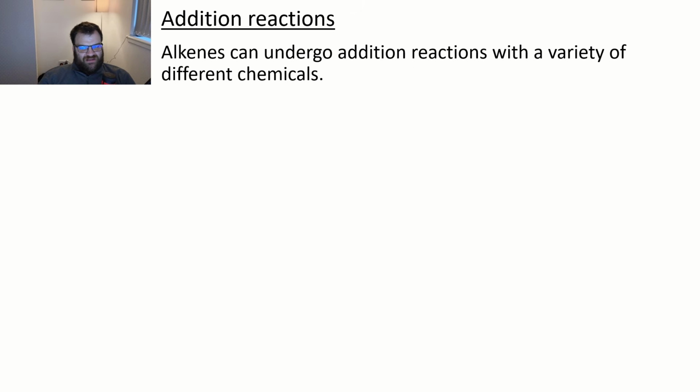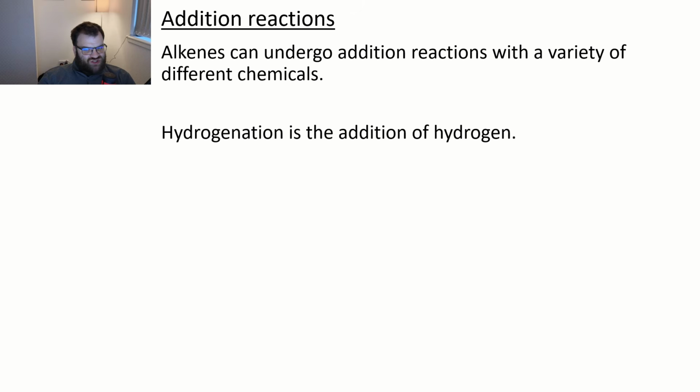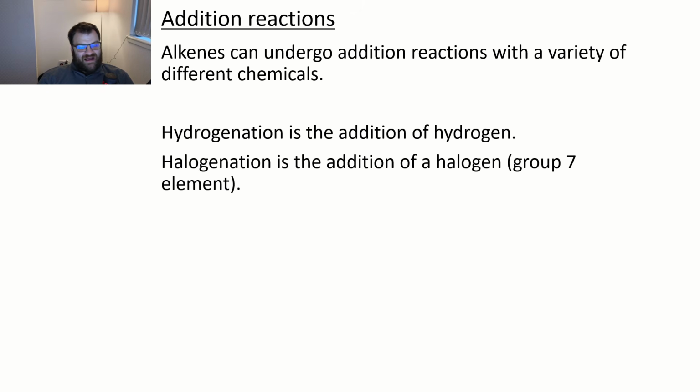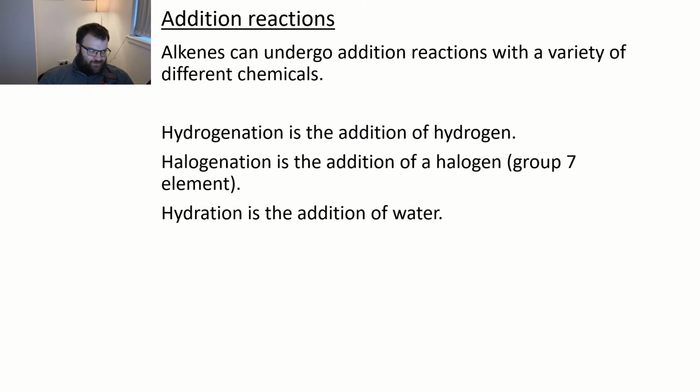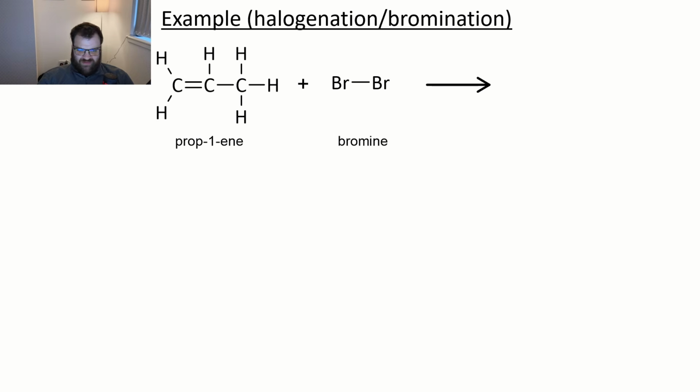Alkenes can undergo addition reactions with various different chemicals. We could use hydrogen. That's described as being hydrogenation. We could have halogenation, which is adding a group 7 element, one of the halogens, or hydration, which is the addition of water. The first thing is to look at the double bond between carbon 1 and carbon 2.